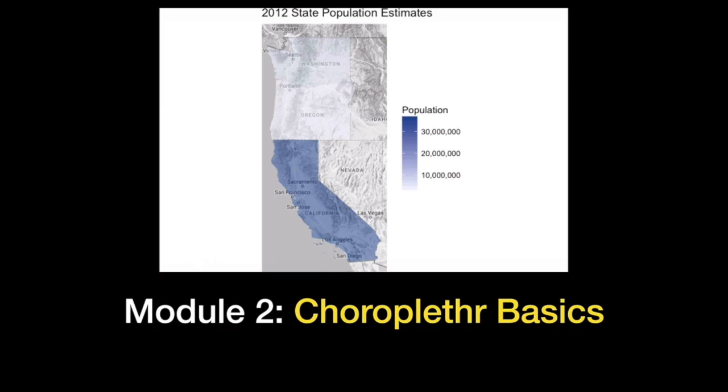In Module 2, you're going to learn the basics of the Choroplethr package. And you're going to learn how to create maps like this. This is a map of 2012 state population estimates, and as you can see, we've zoomed in on the western part of America.